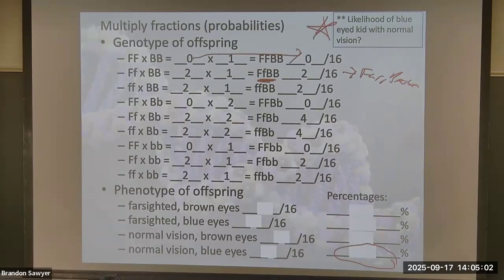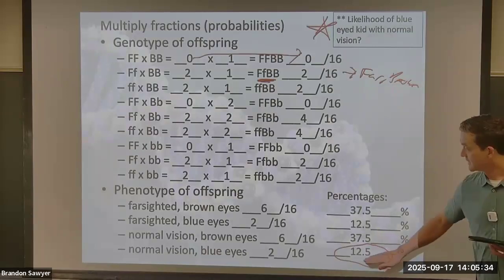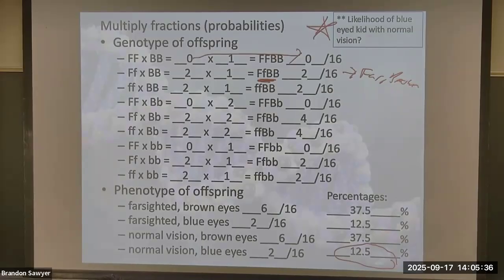So when you do that, you've got 6 out of 16 having farsighted and brown eyes. You've got 2 out of 16 farsighted and blue eyes, 6 out of 16 normal vision and brown eyes, and then again 2 out of 16 there. And those percentages, if you do the calculations, are either going to be 37.5 or 12.5. It looks like about a third of you, 60%-ish, put the 12.5, and others put 0.125. So the right answer on your clickers would be 2 out of 16 there.